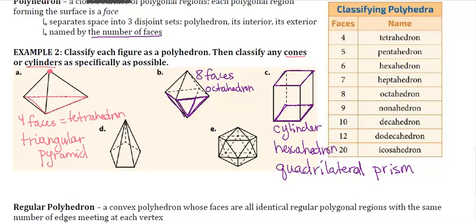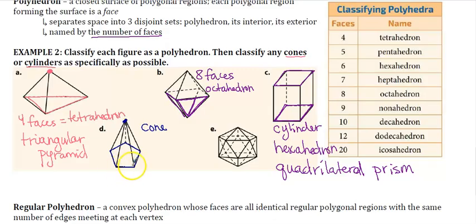Okay, D. If we look at D, it has a base that's 5 sides and a vertex. So does that classify it as a cone or a cylinder? Yes. Okay, so this is a type of cone because it comes to a vertex. So let's go ahead and name that as specific as we can, and then we'll name it as a polyhedron.